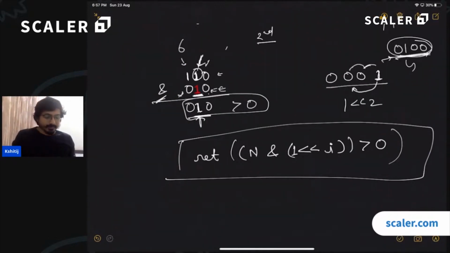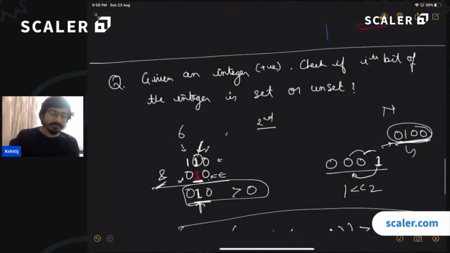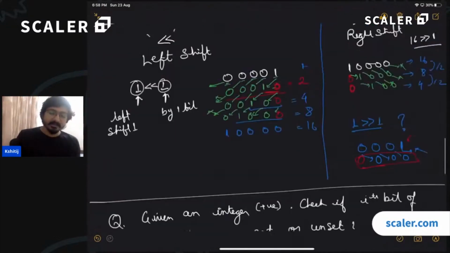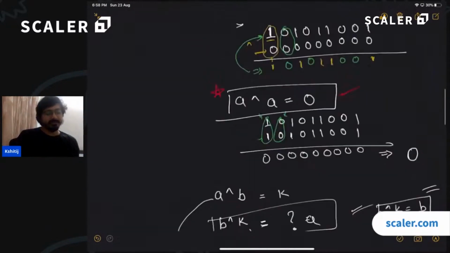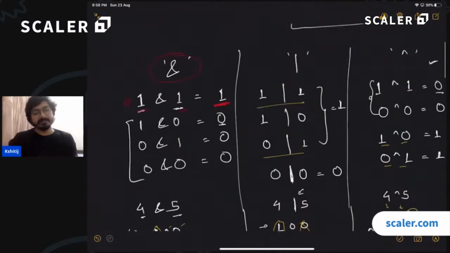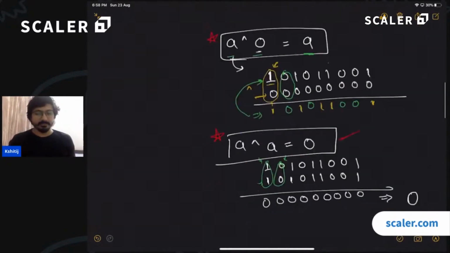Now there can be other ways as well, because this number is nothing but 2 raised to power I, right? So you can also calculate 2 raised to power I, and then that can also be used, but this is going to be more optimized. Can we use other bit operators as well? Yes, you can definitely use them, but this is the easiest thing. Based on the properties of other bit operators, you can also figure out a different way to do the same thing.